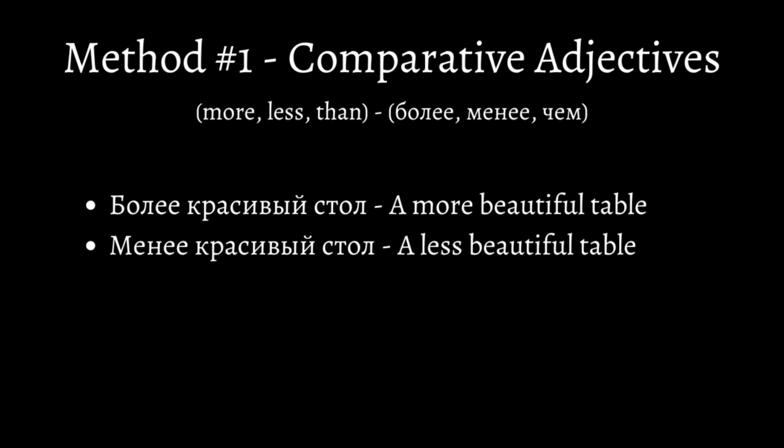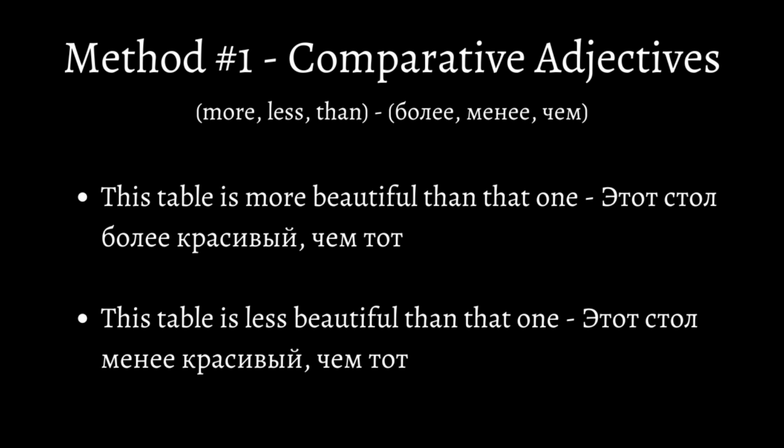In this case, we're putting более and менее in the beginning. The normal adjective красивый stays in the masculine, and then we put the noun in the end. But it doesn't always have to be in the end. We can say sentences like, this table is more or less beautiful than that one. Этот стол более or менее красивый, чем тот.